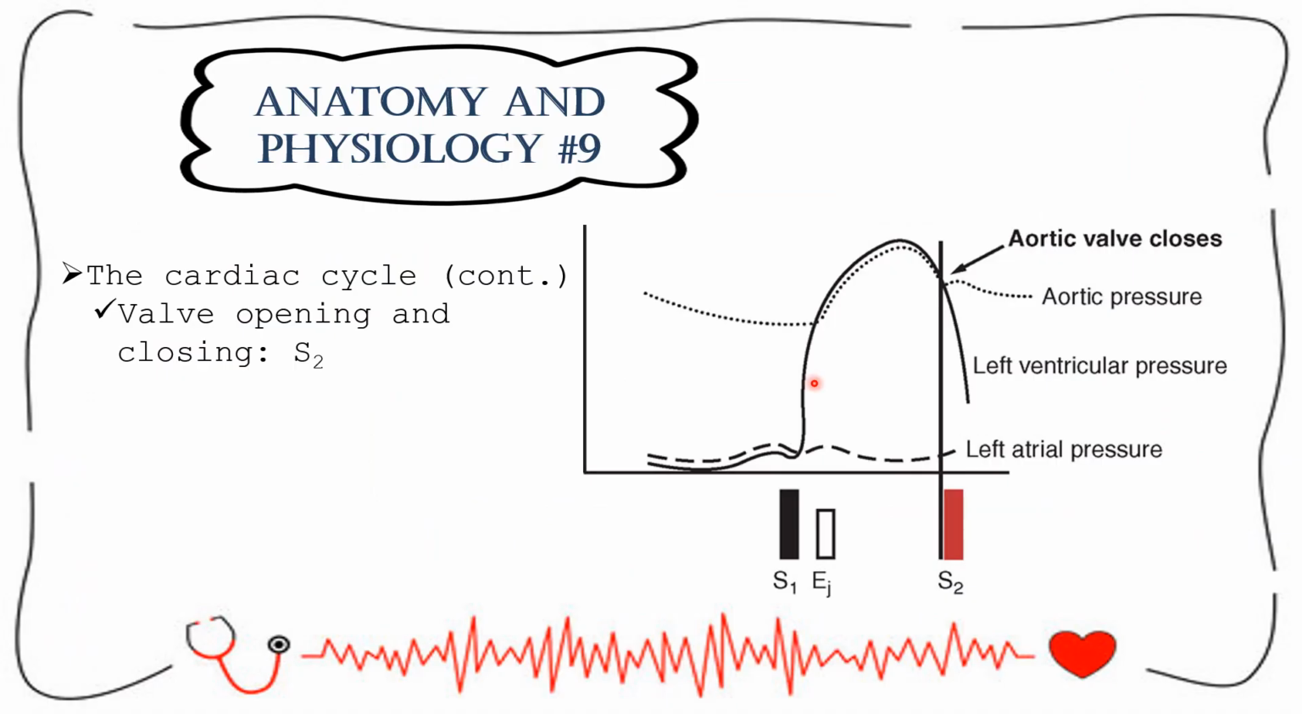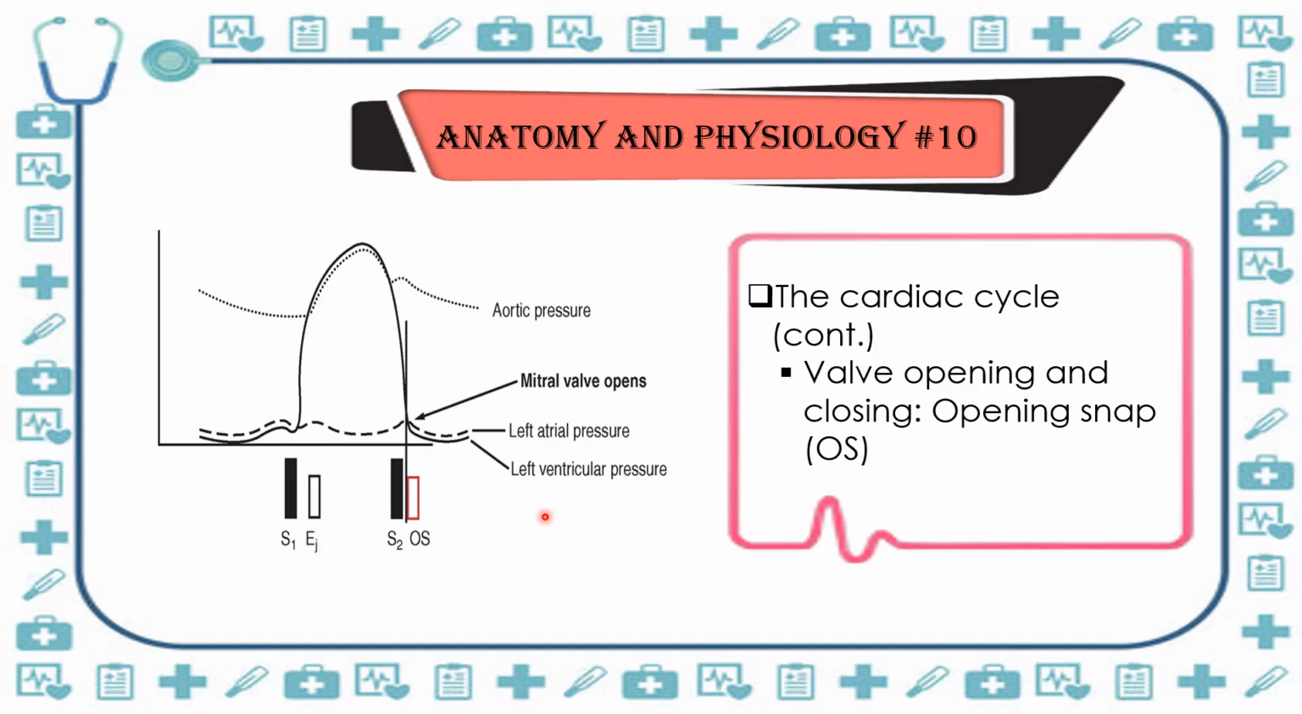After the left ventricle ejects most of its blood, ventricular pressure begins to fall. When the left ventricular pressure drops below the aortic pressure, the aortic valve shuts. The aortic valve closure produces the second heart sound, the S2, and another diastole begins. In diastole, the left ventricular pressure continues to drop and falls below left atrial pressure.